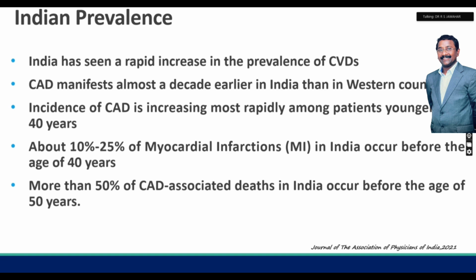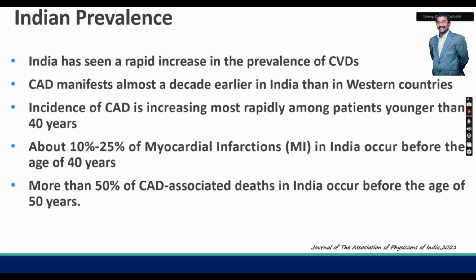And 50% of coronary artery disease deaths in India occur before the age of 50 years. This clearly shows that Indian diabetics, Indian hypertensives, Indian dyslipidemias or Indian CADs are different from the Western population. We are seeing these diseases at a younger age group, around 20 or 30 or less than 40 years of age.